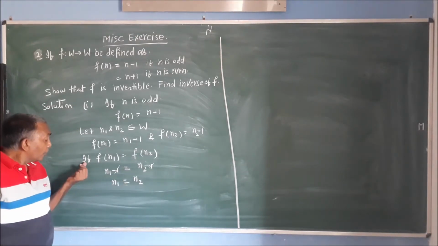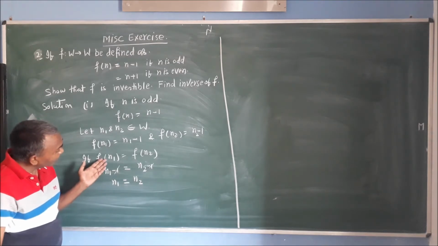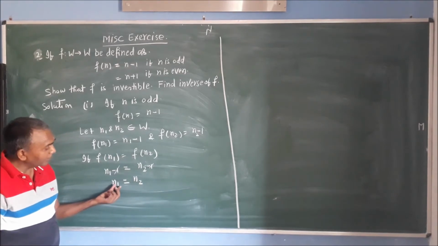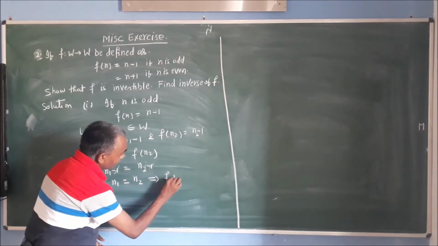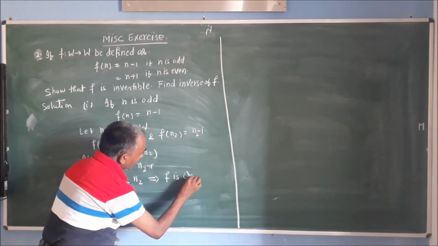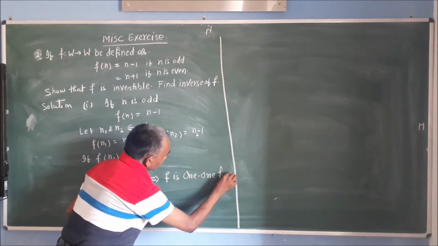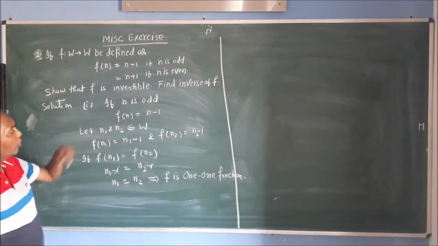See here, you have applied that if f of n1 equals f of n2, then you have shown that n1 is equal to n2. So this implies f is a one-one function. After that we have to prove that this f is an onto function.